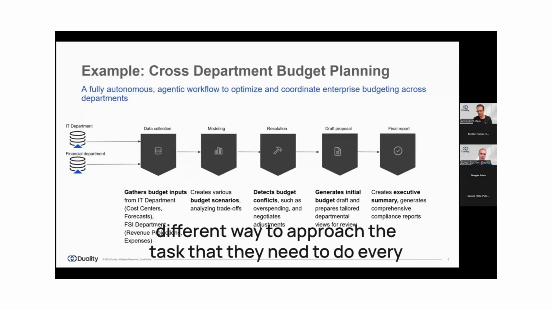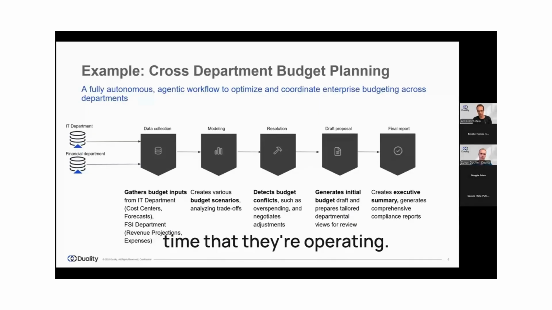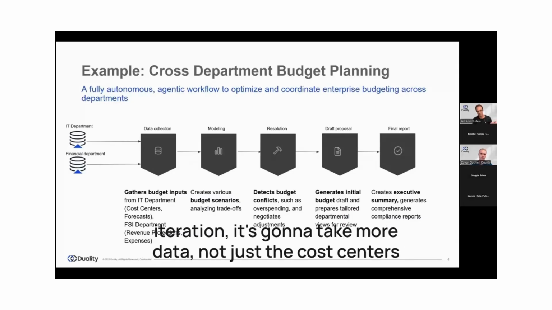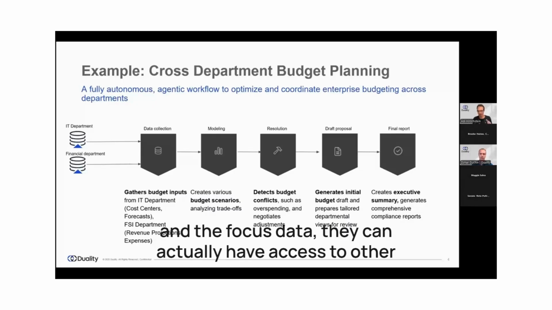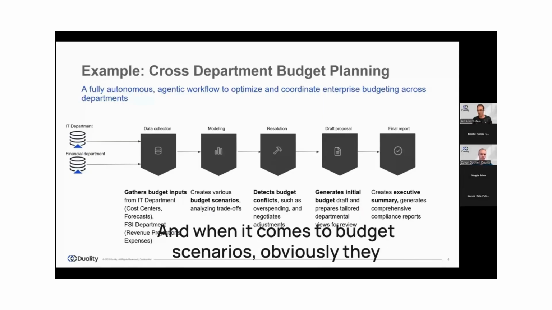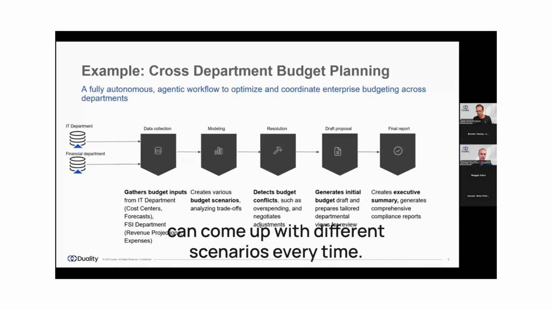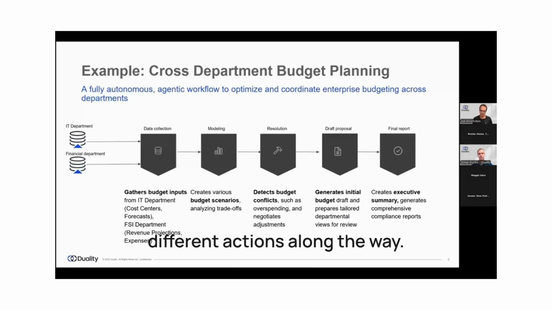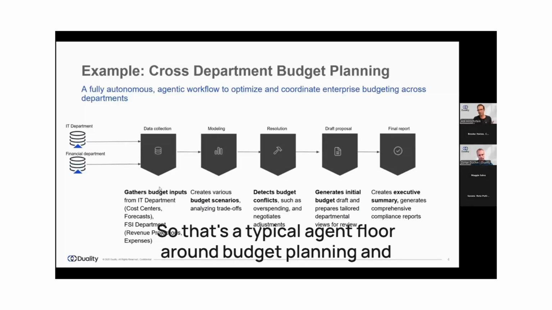So the thing is that it's an autonomous agentic flow, and each and every agent can take a different or slightly different approach to the task that they need to do every time they're operating. For instance, this data collection agent can decide that in the next iteration, it's going to take more data, not just the cost centers and the forecast data. They can actually have access to other data and they can utilize that. And when it comes to budget scenarios, obviously they can come up with different scenarios every time. So everything here is really not deterministic, and they can trigger different actions along the way. So that's a typical agentic flow around budget planning.